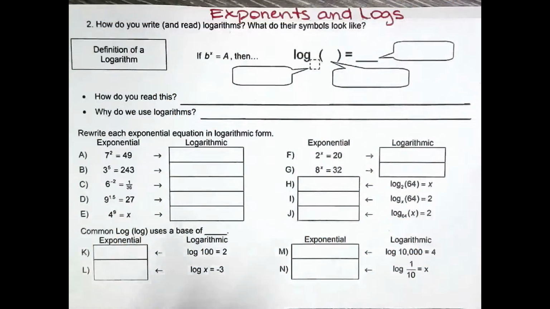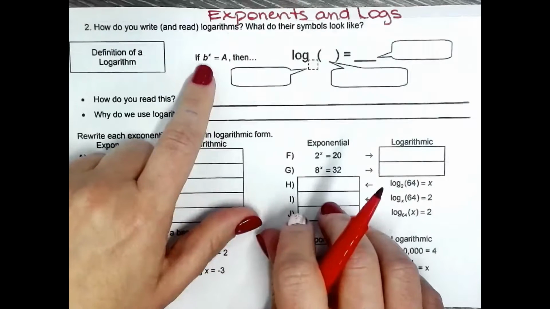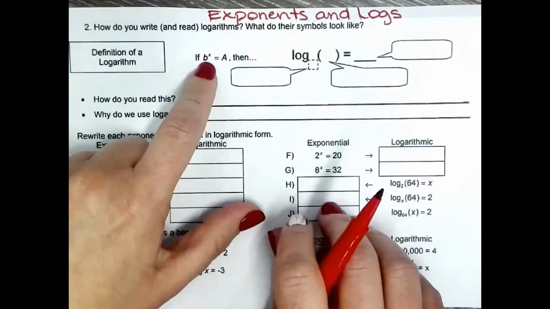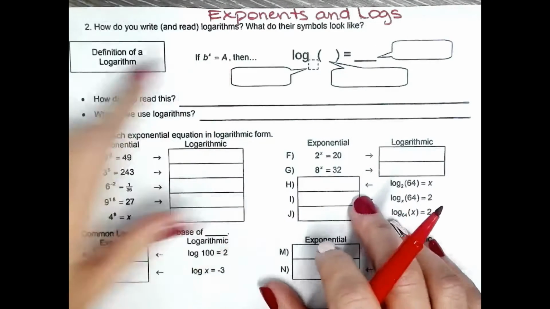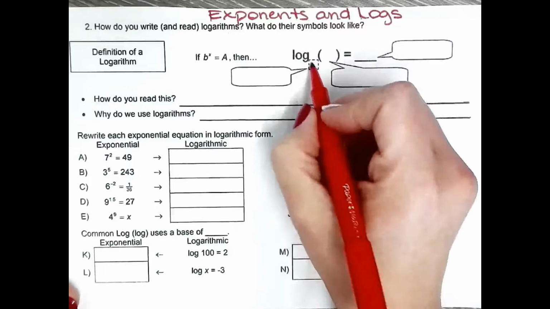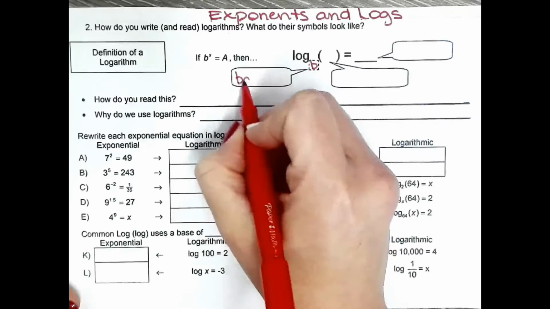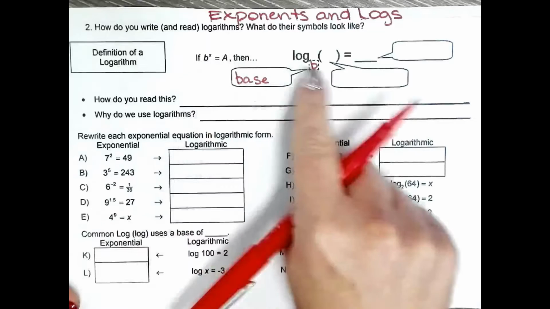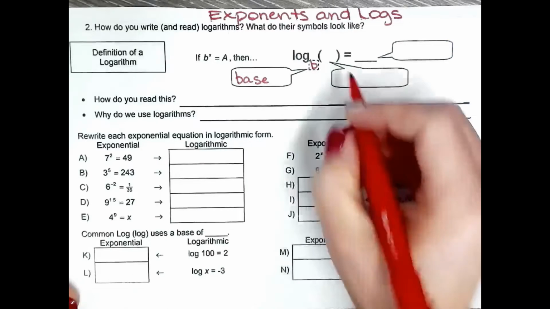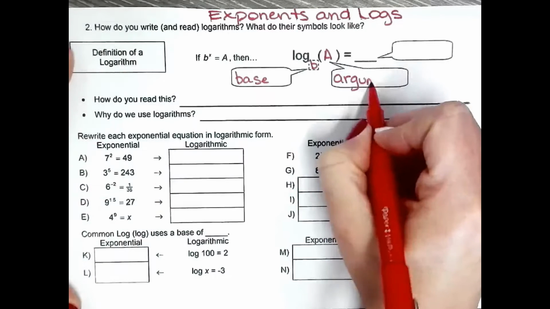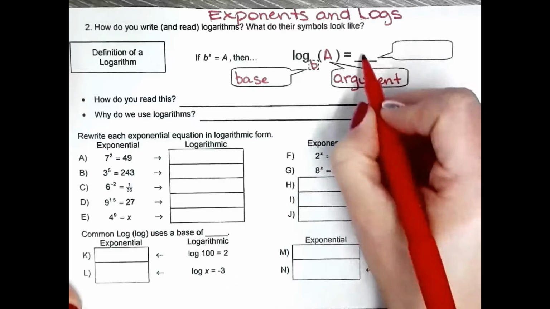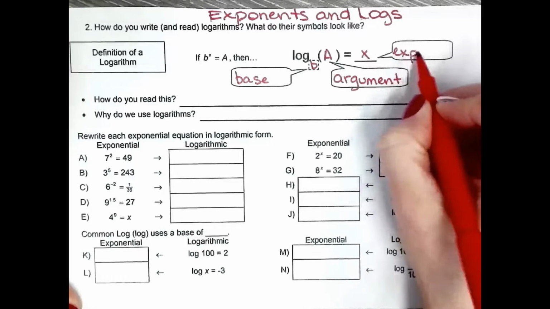Back and forth between exponents and logs and how they relate. So we're going to look at the definition right here. So I have b as the base raised to the power of x, the exponent, equals a, the argument. So then I know the base will always be the base. So log base b of a, the argument, equals x, the exponent.